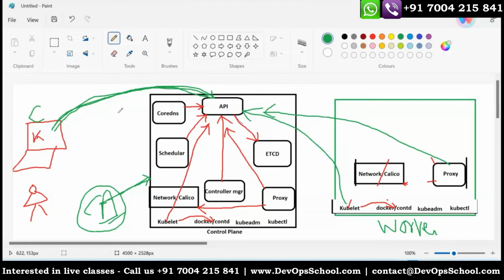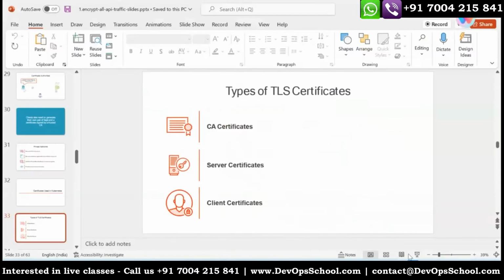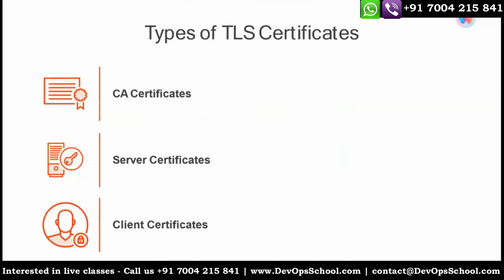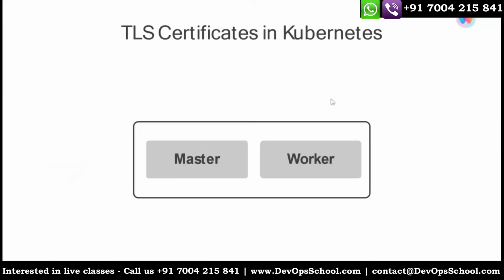So the client certificate can be anything. Here, if you look, this is the server, this is the client, and this can also be a client for the server. In fact, on the server also a few components can act like a client. This is a client, this is the server, like that. So these are the three types of certificate you will see.